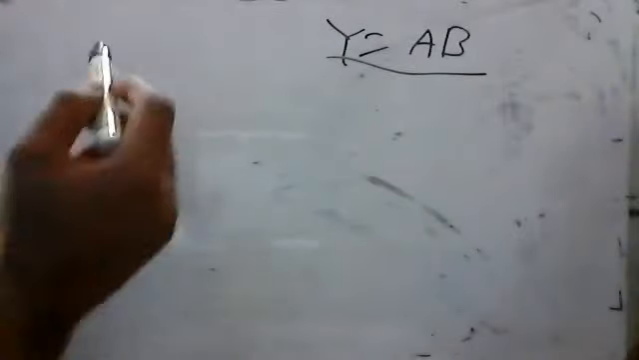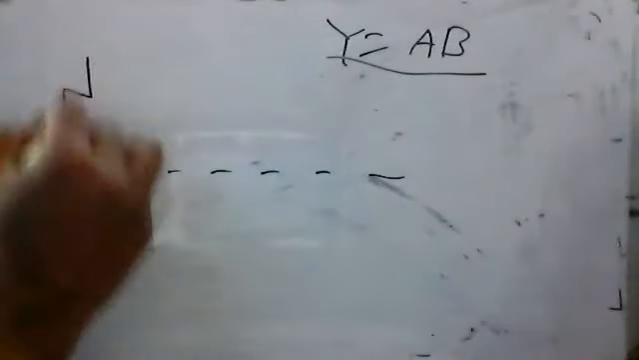But in here, when Y equals AB, that means this is an AND gate. So this AND gate needs two CMOS. Two CMOS means two PMOS and two NMOS. And we know that the PMOS will always be in the upper side and NMOS will be in the bottom side. So we can divide this whole thing into half and put two PMOS here.